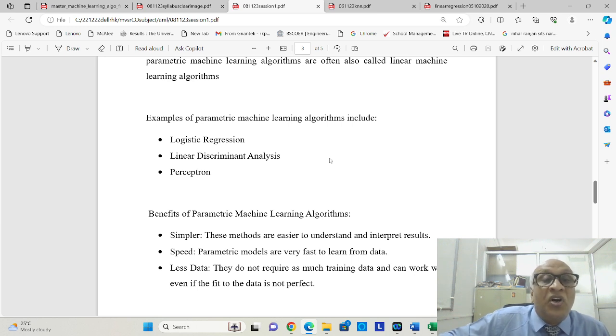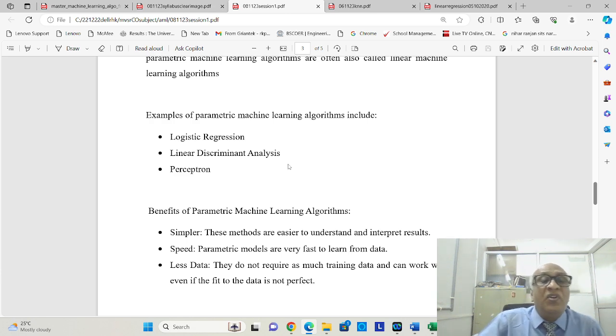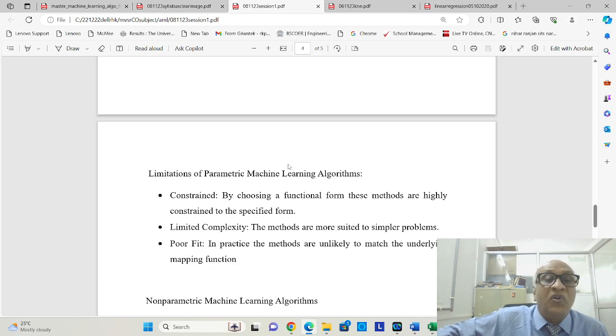Which are examples of parametric machine learning algorithms? Logistic regression is a parametric machine learning algorithm. Perceptrons are parametric machine learning algorithms. Logistic regression, linear discriminant analysis, these all come under parametric machine learning algorithms. So why do we go for parametric? They're simpler, good speed, and they operate on less data.